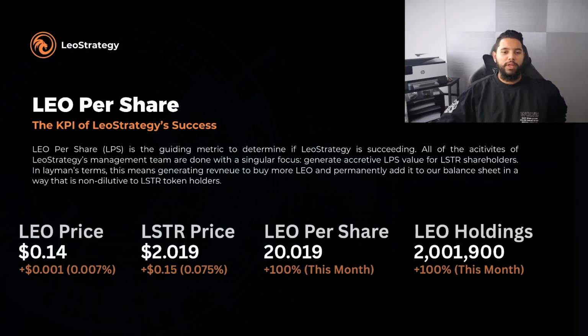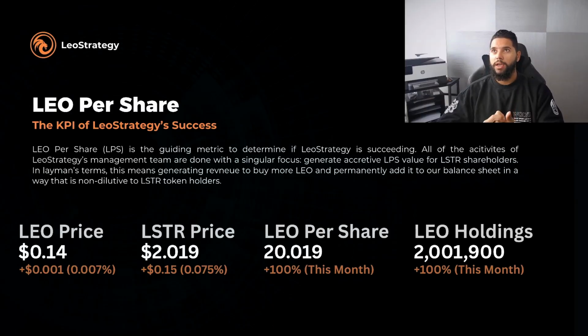In simple English, this means how can LeoStrategy, and this is essentially the driving purpose of the management team every day you wake up, get more Leo onto the balance sheet of LeoStrategy without creating more LSTR tokens than the Leo we are acquiring? So if the LPS is 20 today, which is a little bit over 20 now, how do we get it to 30 by next week or next month? How do we get it to 30 without essentially diluting the LSTR shares?